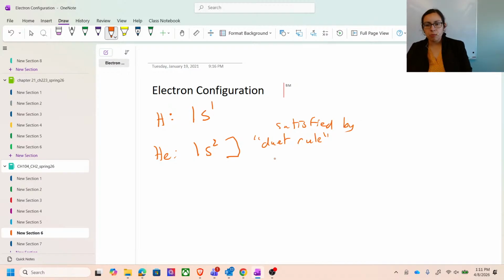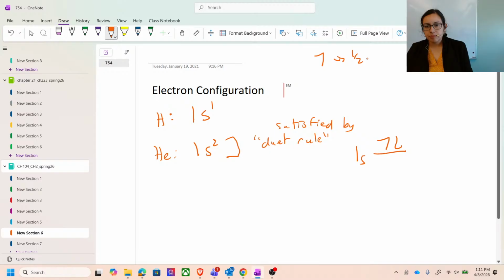Satisfied by the duet rule. So duet, right, meaning 2. So again, all we're saying is that we have filled up our s orbital. And then other ways to show this is sometimes you see these symbols, so people will draw a line, and we can label this 1s, so this signifies our orbital. And then we can fill it up with 2 electrons. And so electrons are drawn by this half arrow.